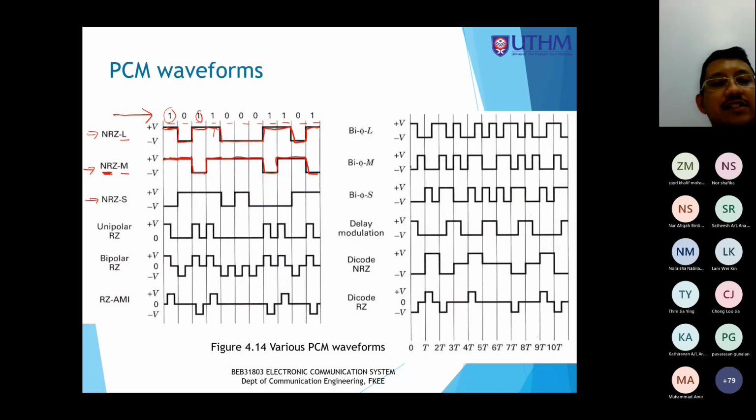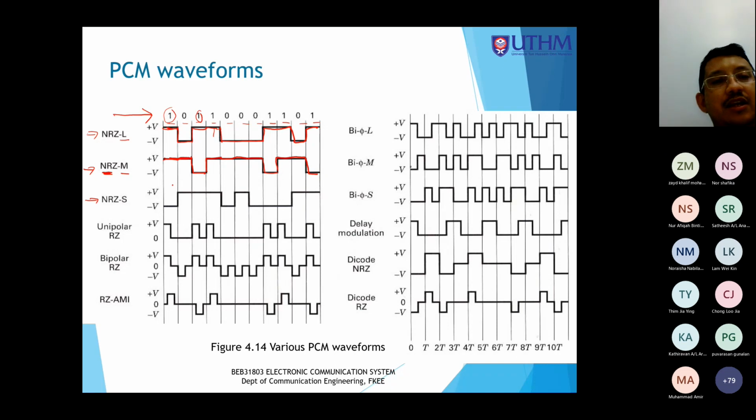And then NRZ space. NRZ space means that whenever the input is logic 0, it will alternate the polarity. And if the input is logic 1, no change. Okay, so this is inverse from NRZ-M actually.